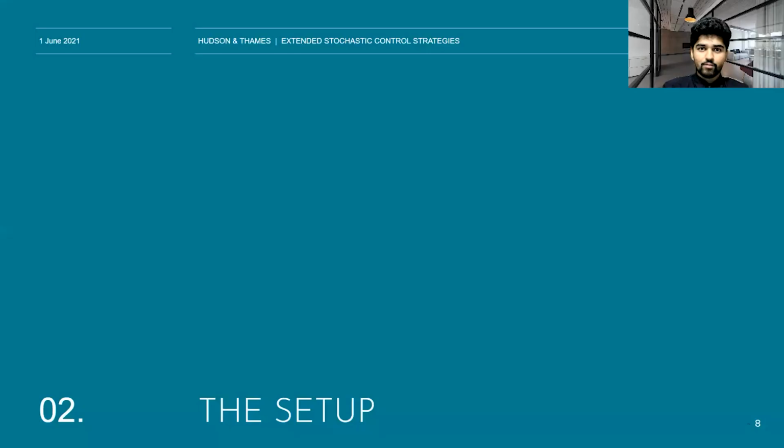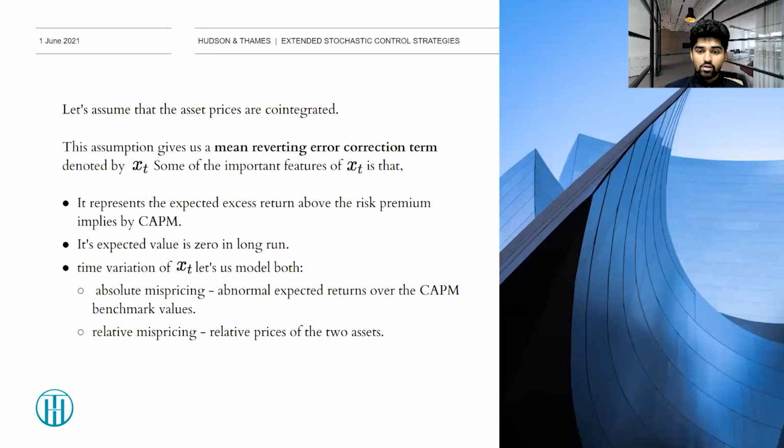So let's look at the setup of the problem and the assumptions that we're making here. Firstly, in this paper, the authors model risky arbitrages under the assumption that individual asset prices contain a random walk component, but that pairs of asset prices are co-integrated. This model captures the presence of a mean reverting mispricing component, which reverts to zero in the long run. This mean reverting error correction term represents an expected excess return over and above the risk premium implied by CAPM. This expected excess return is similar to a conventional alpha, except that it is time varying and has an expected value of zero in the long run.